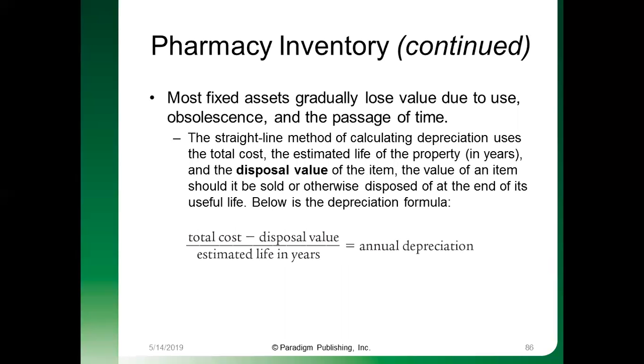So most fixed assets generally lose value due to use, obsolescence, and the passage of time. The straight line method of calculating depreciation uses the total cost, the estimated life of the property in years, and the disposal value of that item. The value of an item should be sold or otherwise disposed of at the end of the useful life. Below is the depreciation formula. So total cost minus disposal value divided by estimated life in years will give you the annual depreciation.